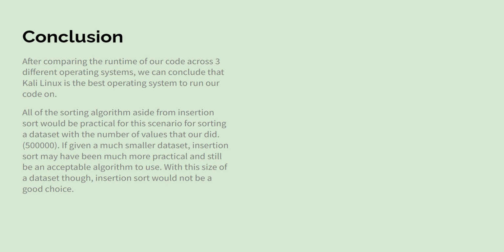If given a much smaller data set, though, because of the scalability of it, the smaller the data set size, the faster insertion sort's going to run. It's an exponential thing, so it may be more practical and still an acceptable algorithm to use with a smaller data set, say just a couple thousand. With this size of a data set, though, insertion sort would not be a good choice.